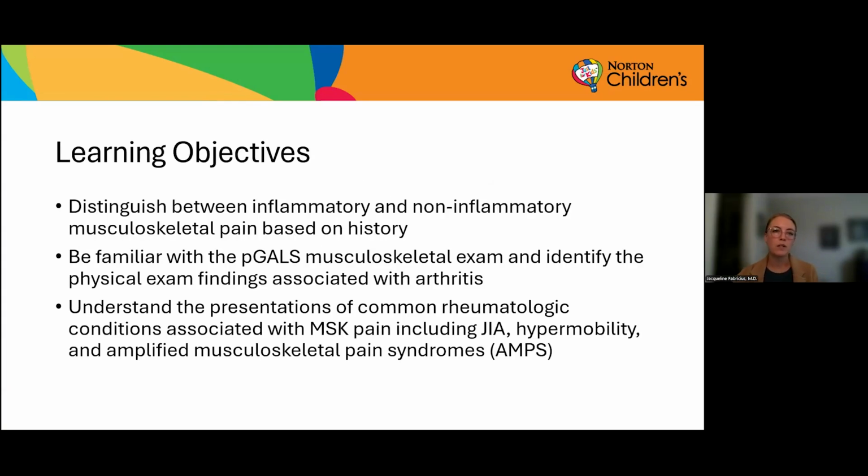And my learning objectives for you all is to be able to distinguish between inflammatory and non-inflammatory musculoskeletal pain based on a child's history, to be familiar with the pediatric gait, arm, limb, and spine musculoskeletal exam, and identify those physical exam findings which are associated with arthritis in particular. And I will review and help you understand the presentations of some common rheumatologic conditions associated with joint pain, including JIA, hypermobility, and amplified musculoskeletal pain syndromes.